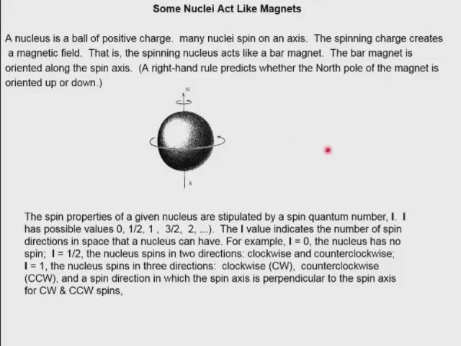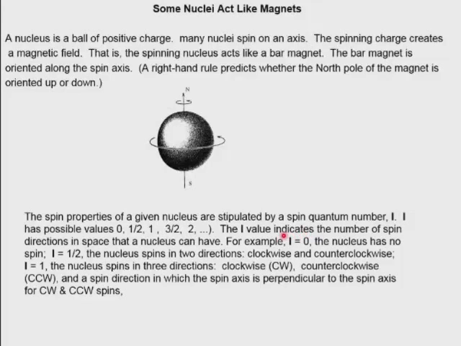Now, you'll recall from general chemistry that an electron has a -1 charge. It's a -1 charged particle, and it's known to act like a spinning ball of charge. It spins in two possible directions, clockwise and counterclockwise. Quantum mechanically, its spin characteristics are stipulated by a so-called spin quantum number. A spinning nucleus is similar. Its spin properties are stipulated by a spin quantum number I.